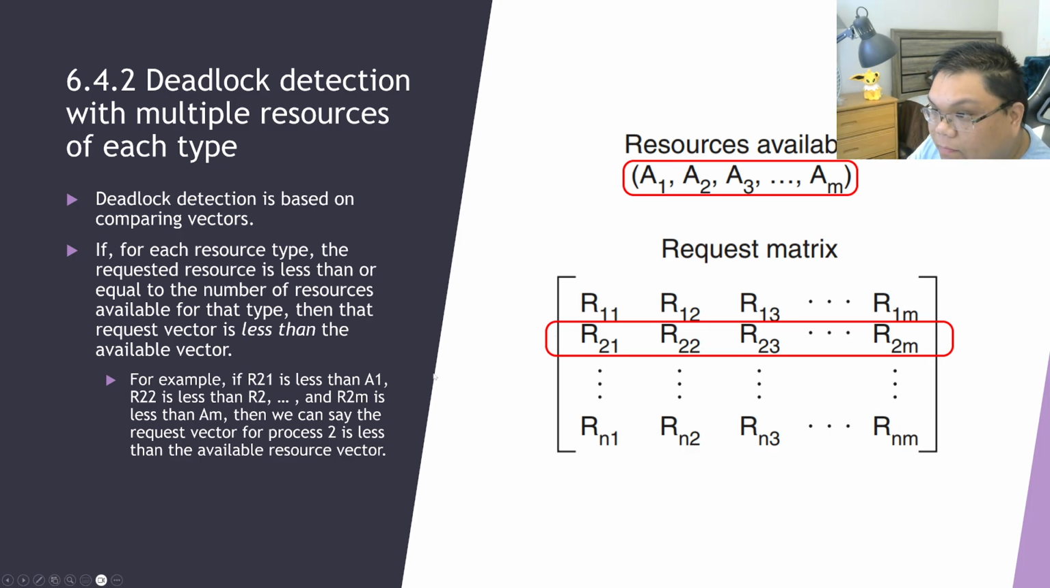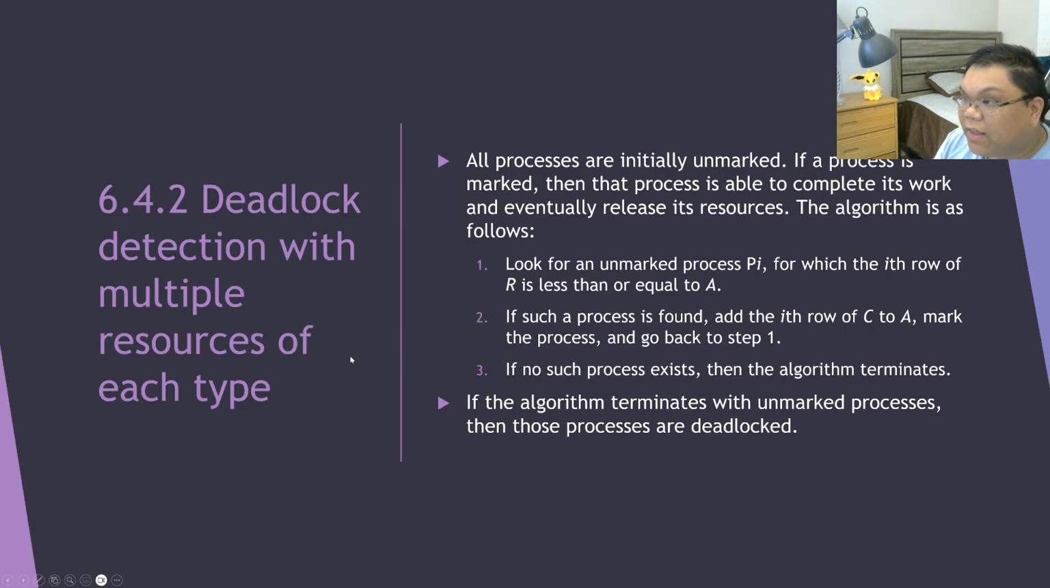So here is the algorithm that we use to determine whether we have deadlock. All processes are initially unmarked. If a process is marked, then that process is able to complete its work and eventually release its resources. The algorithm is as follows.